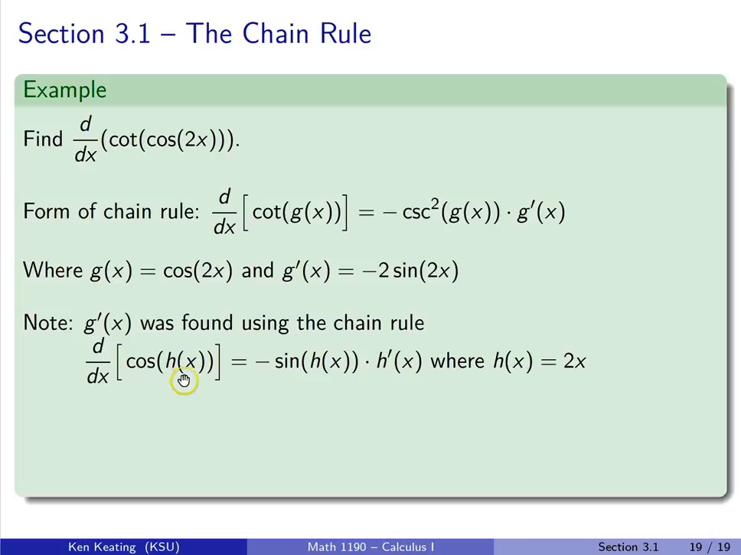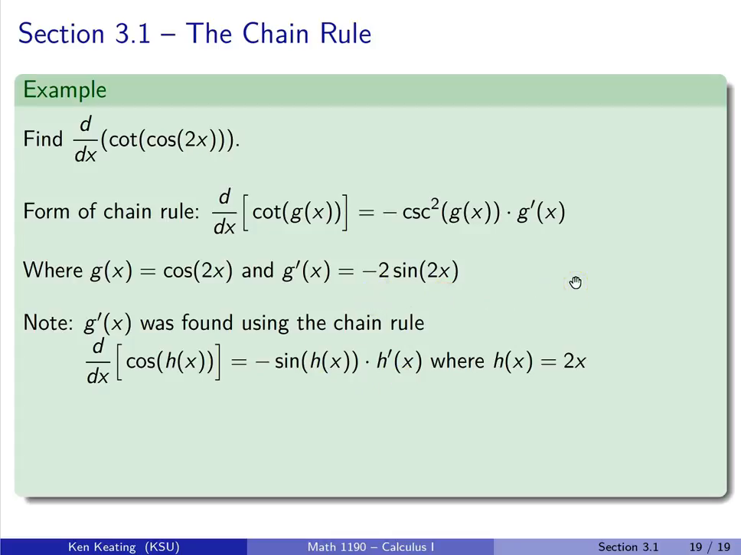So the derivative of cosine of a function is minus sine of the function times the derivative of the function. And h of x is 2x. I'm taking the derivative of cosine 2x. h of x is 2x. h prime, therefore, is 2. So the derivative of cosine 2x is minus sine 2x times 2, or pulling the 2 out in front, I get minus 2 sine 2x. Again, derivative of cosine 2x is minus sine 2x times 2, the derivative of 2x. So minus sine 2x times 2 is minus 2 sine 2x.